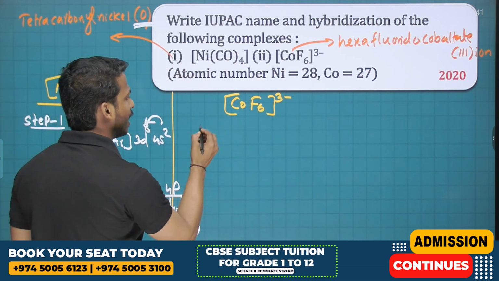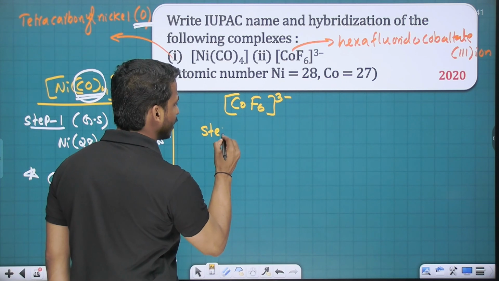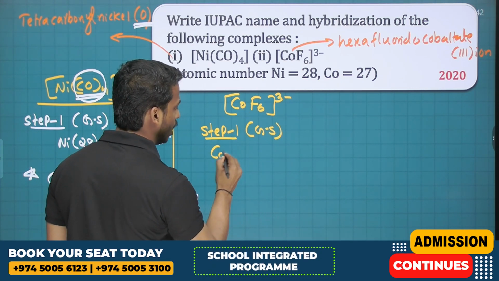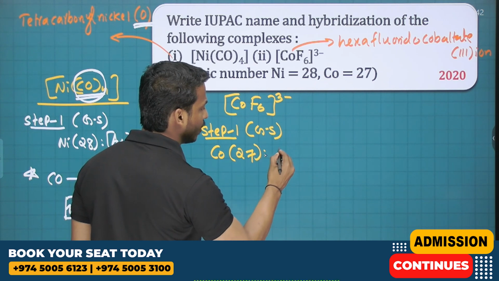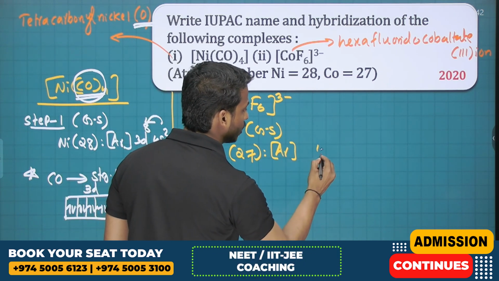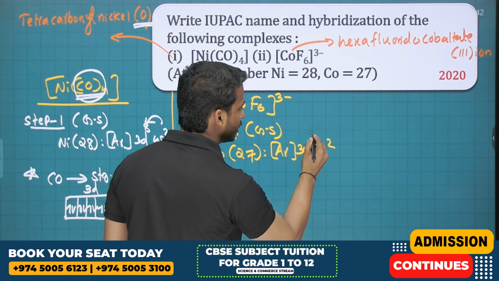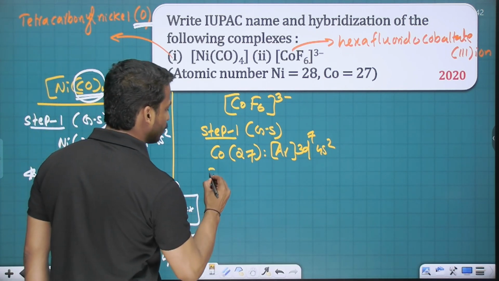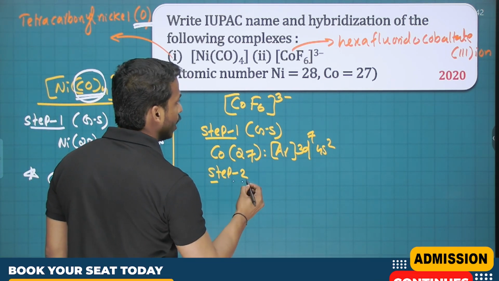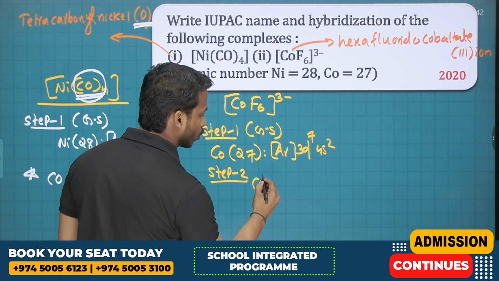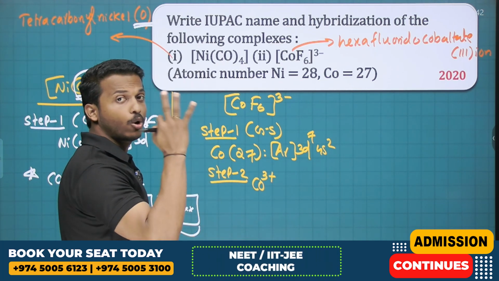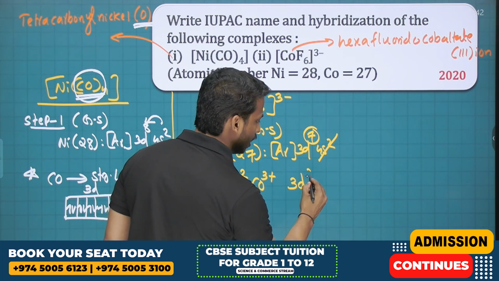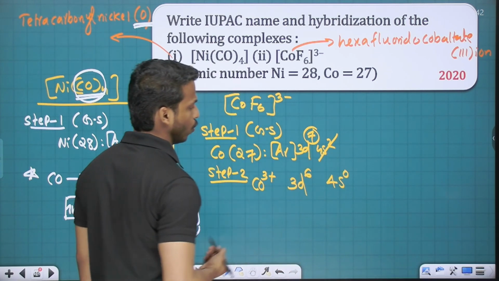Let us go to the second compound, given as [CoF6]3-. Here, which is the central metal atom? As step 1, write the ground state of the central metal atom, cobalt. Cobalt atomic number 27, that is argon with 4s2 3d7. Next, what is step 2? Step 2 is that cobalt is in 3+ state, right? So Co3+ means lose outermost 3 electrons, 2 from here, 1 from here. What is remaining? 3d6, 4s0.